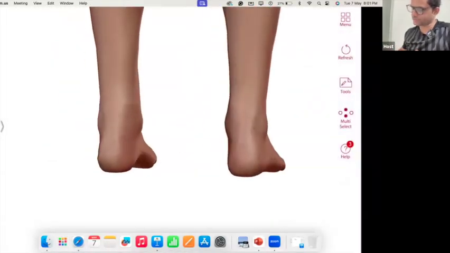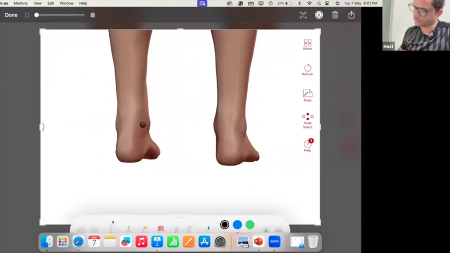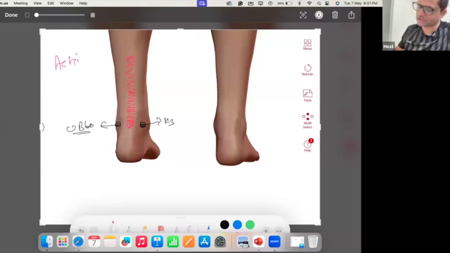So we can see here, we have the kidney 3 point. On the other side, we have the urinary bladder 60 point. In between, we have this tendon. उनके बीच में ये एक tendon है. This is the tendon. The name of this tendon is Achilles tendon.